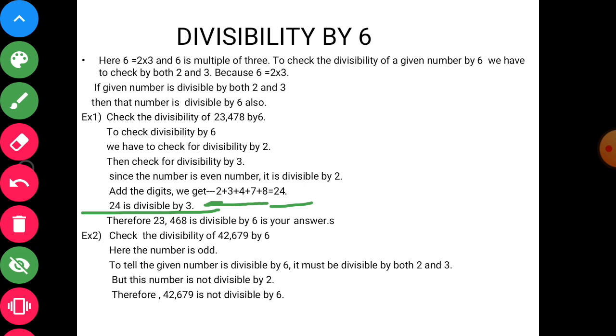Therefore 23,468 is divisible by 6 also. Okay, that is your answer.